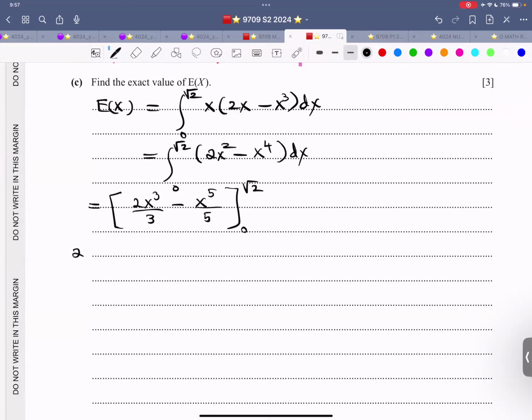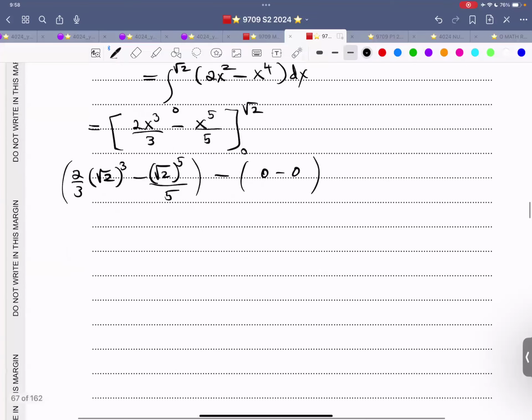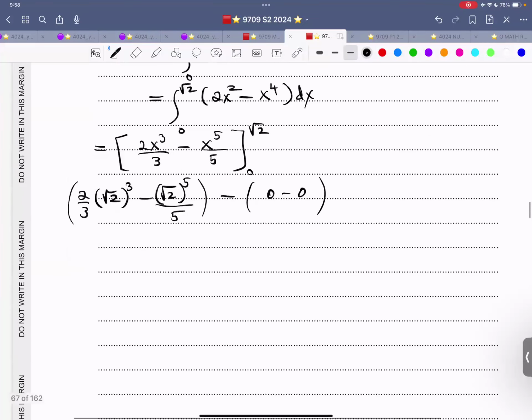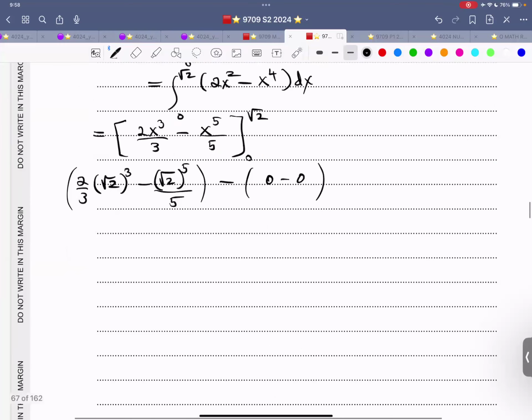So now this is 2/3 times root 2 cubed, minus root 2 to the power 5 over 5. Minus 0, minus 0. That's a good thing. And I think it's about time that we use, does it ask for the exact value? Yes, it's asking. So now, first of all, that's where you have to apply all your knowledge.